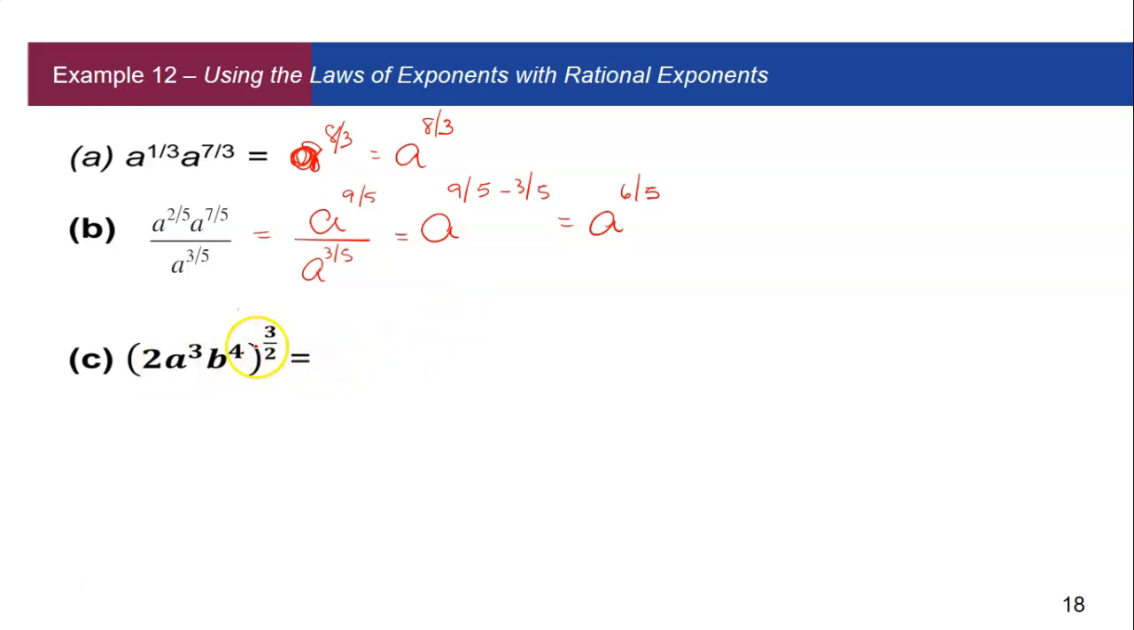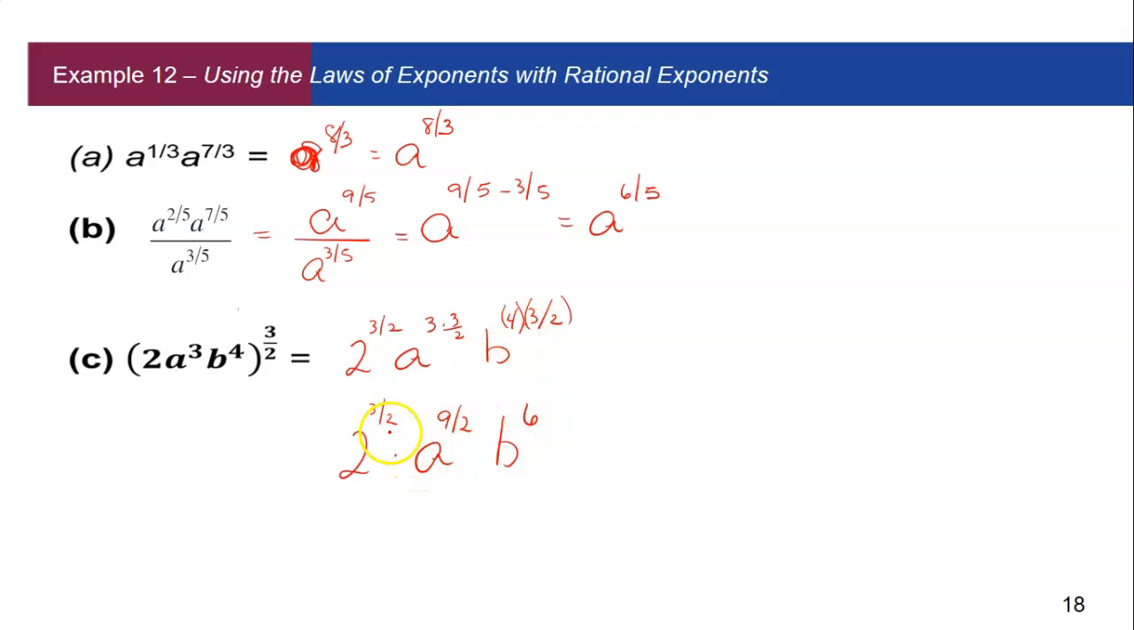Okay, and then down here, if you have this exponent outside, just like if it were a 2 or a 3, we're going to do it the same way. So we're going to have 2 to the 3/2, a to the 3 times 3/2, and then b to the 4 times 3/2. So we're really not able to do a whole lot with this. We'll have 2 to the 3/2. This is going to be a to the 9/2. And then this is going to be b to the 12/2, which would be 6.